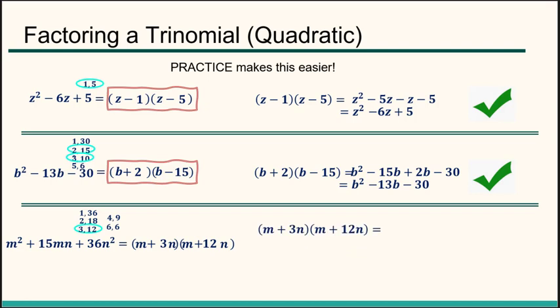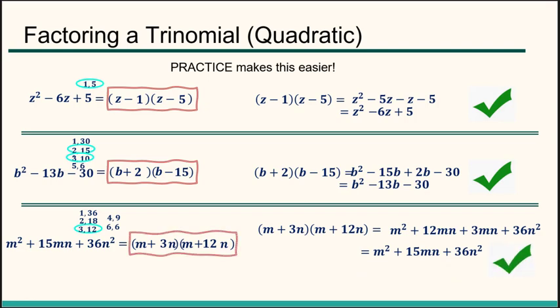So I need to check it, and it's messy. m squared plus 12mn plus 3mn plus 36n squared. Do those middle terms add together to give me 15mn? Yeah, they do. Oh, nice. All right, there's my answer.